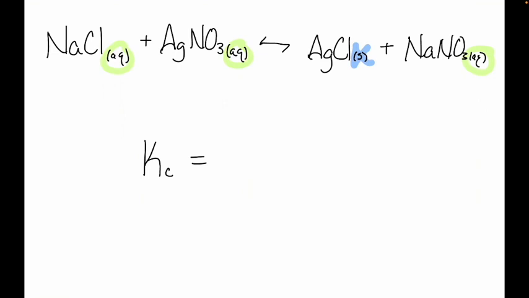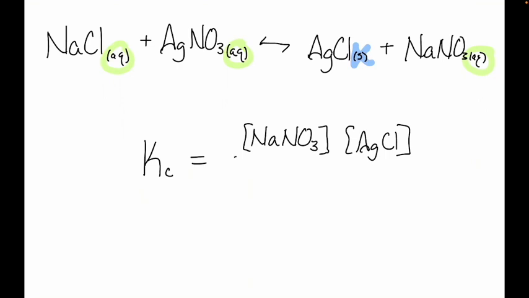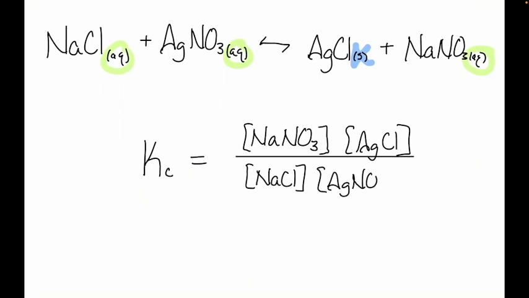So again, I'm going to put my products over my reactants. But again, which one of these terms shouldn't be here in this equation? That concentration of silver chloride. So this we're going to exclude altogether. It just doesn't appear in that expression at all. Okay?